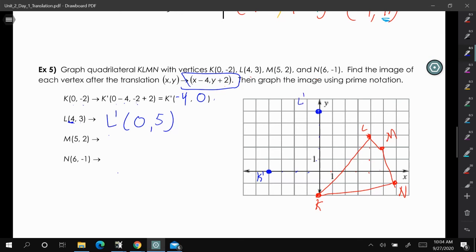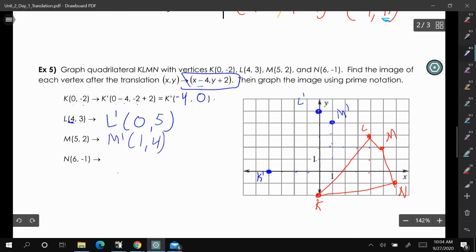And I'm going to count this next one so that you can see how that's done. So x minus 4 means we're going to go left 4. 1, 2, 3, 4. And y plus 2 means we're going to go up 2. And there's M prime. And the coordinates of that are 1, comma, 4.